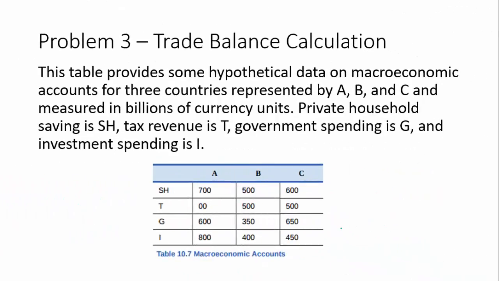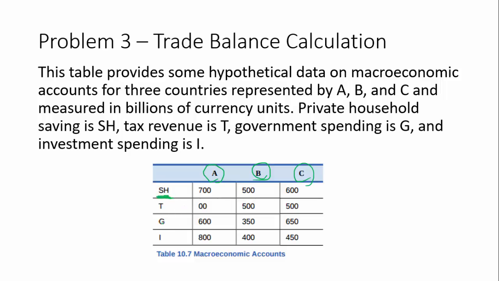Now we're going on to problem 3. This table right here provides some hypothetical data on macroeconomic accounts for 3 countries: country A, country B, and country C, measured in billions of currency units. Private household savings is SH, right? So this is our savings.